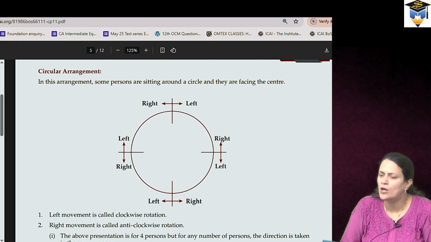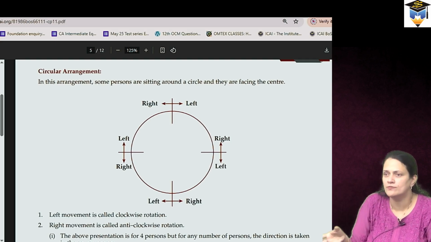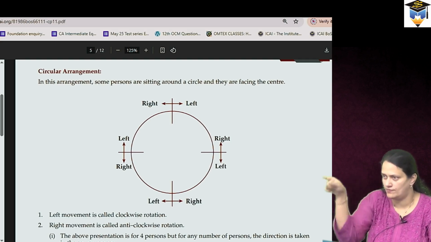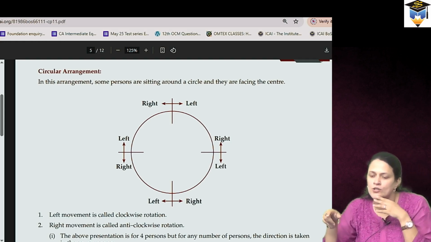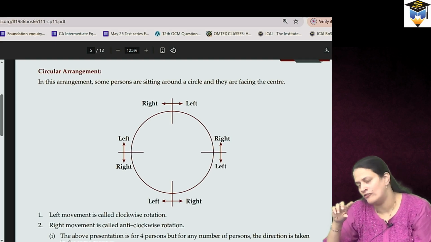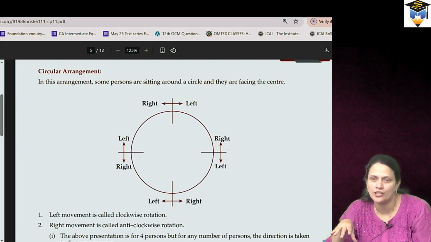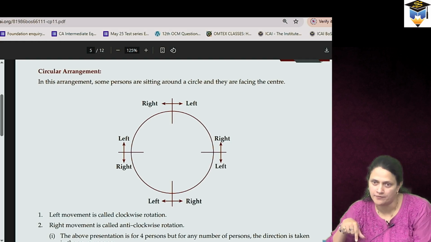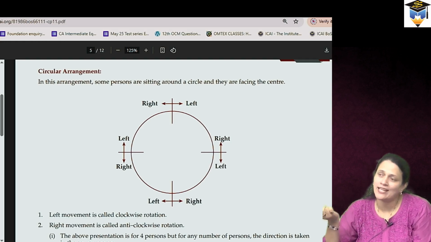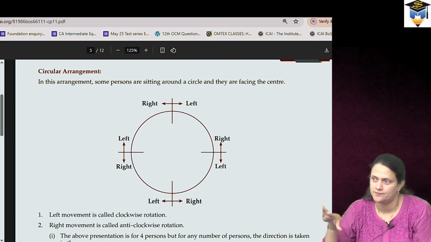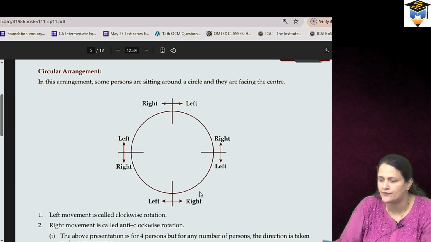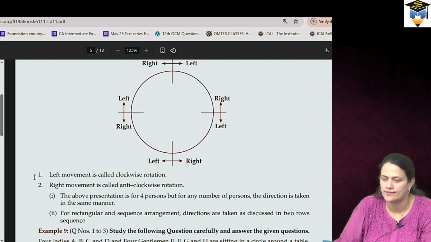Now can you tell me how is the clockwise position? Clockwise is and anti-clockwise is? So when we say it's a clockwise rotation, that means it's a left movement. And when we say it is an anti-clockwise rotation, it is going to be a right movement. So draw this figure, write the left right part as well as write these 2 points, this and this.